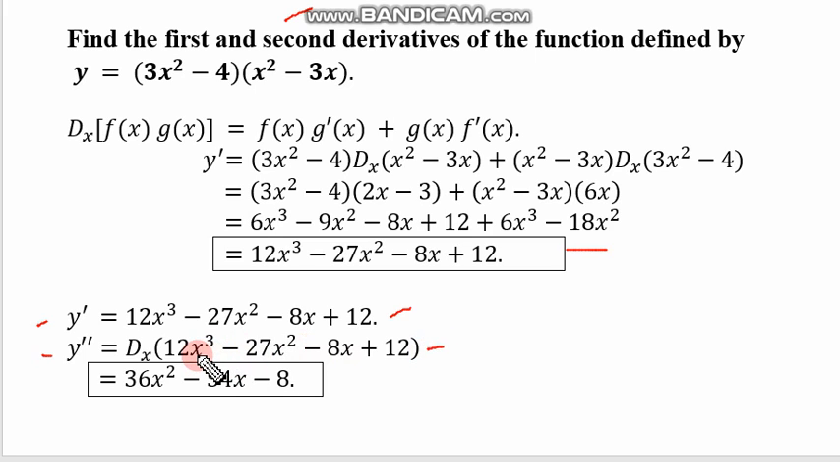So the derivative of 12x cubed is 36x squared, minus the derivative of 27x squared, that's 54x, and the derivative of 8x is 8, so negative 8 here, and the derivative of 12 is equal to 0. So this is the second derivative of the function, 36x squared minus 54x minus 8. So we've got the first derivative of the function, and we've also got the second derivative of the function.